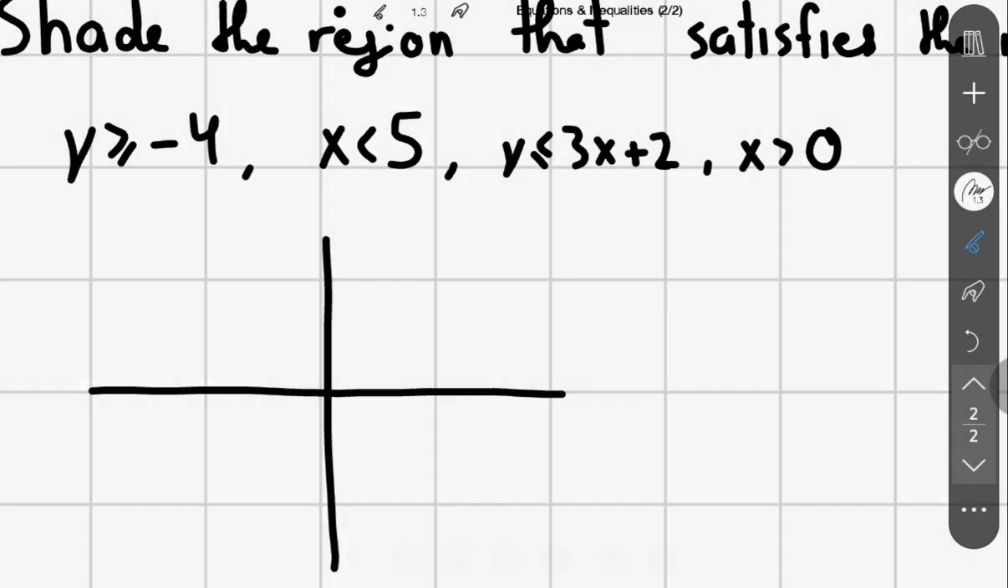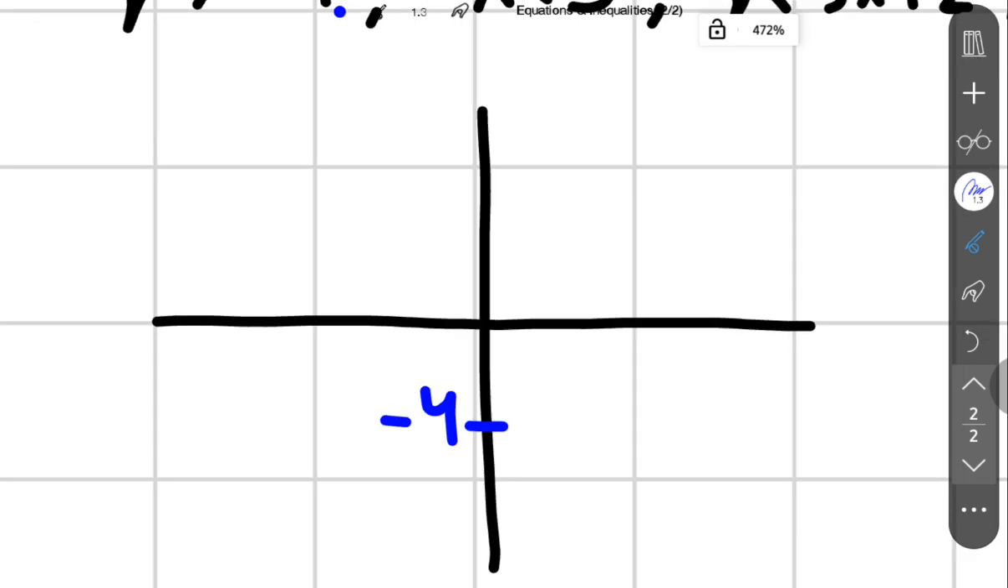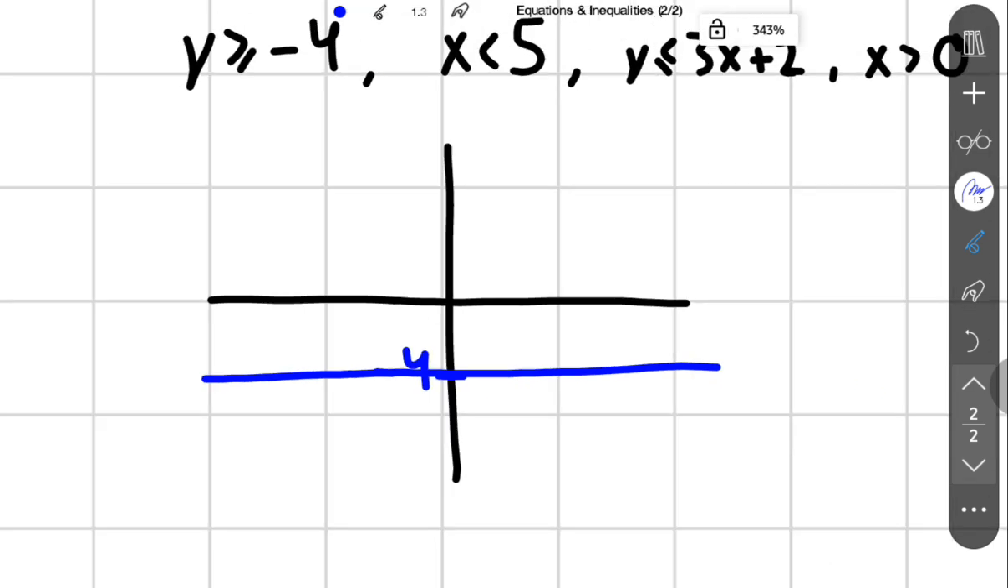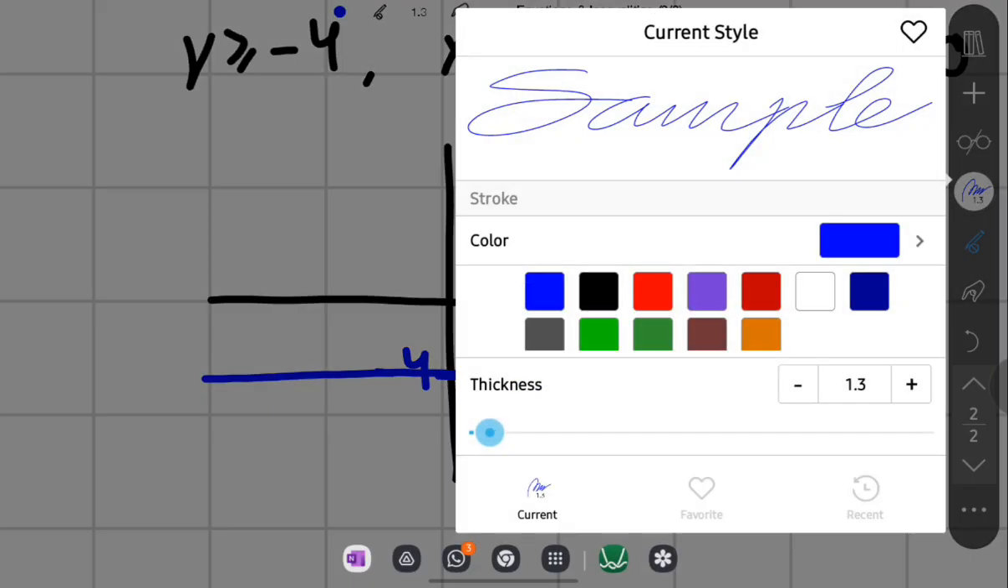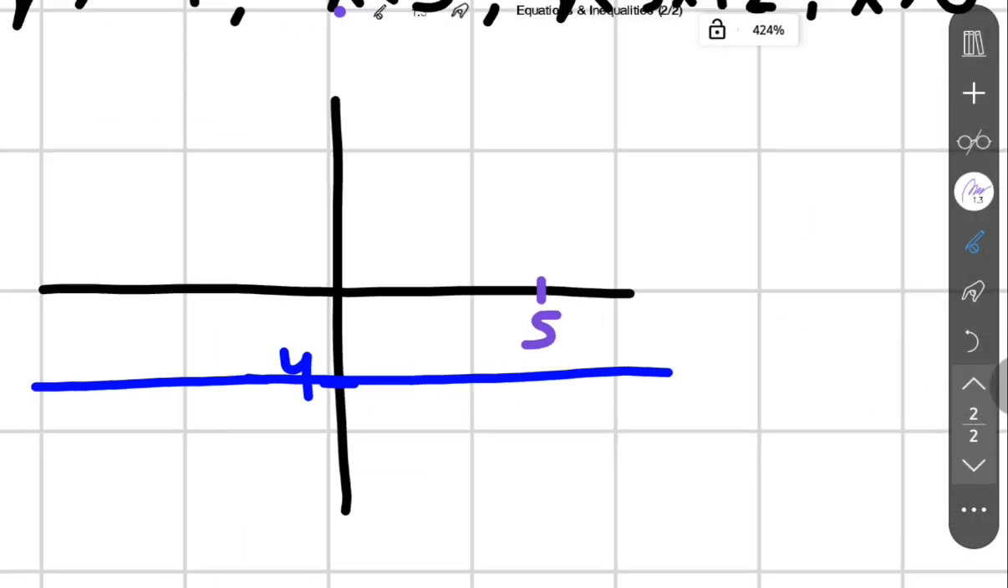So now let's draw the inequalities we have and shade the region that satisfies all of them. So we have y is greater than or equal to -4. So y is -4 somewhere here, and it has an equal sign, so we're just going to draw it as a solid line somewhere around here. We have no idea yet where the exact region is, so we're just going to continue. We have x is less than 5. Let me pick a different color, purple. Let's say 5 is somewhere here, and it has no equal sign, so we're just going to draw it dotted.